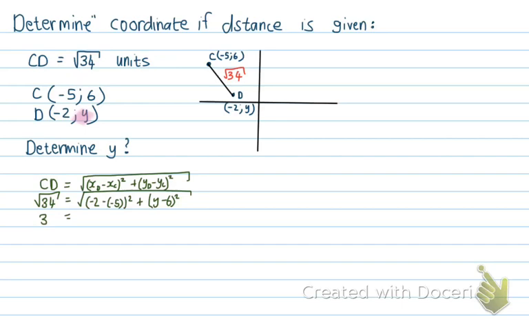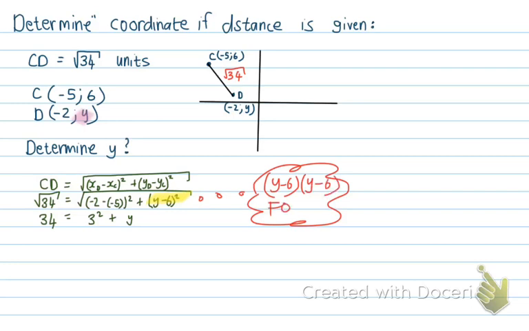Now, I have on both sides a square root, so I can square both sides to get rid of the square root. If I square both sides, I'm rid of the square root and I just have 34 is equal to 3 squared plus, now I have y minus 6 squared. That is actually a FOIL rule. So I have y minus 6 times y minus 6. And now I do the FOIL rule. So how do I do that again? It is y squared minus 12y plus 36.